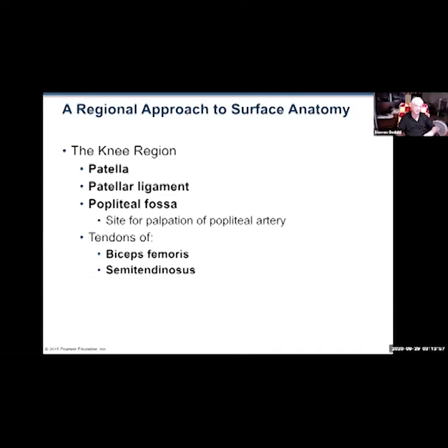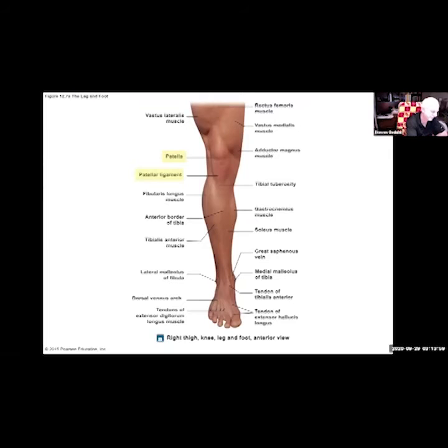Perfect. All right, so here's your patella. You need your kneecap. That's what I was looking for. Okay, the patellar ligament. What connects that down there?